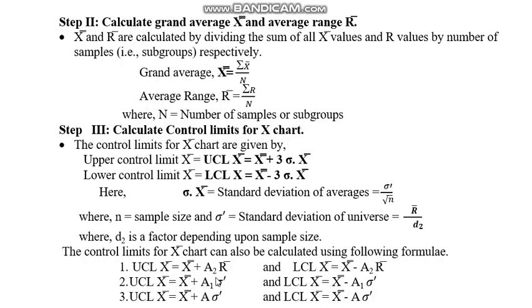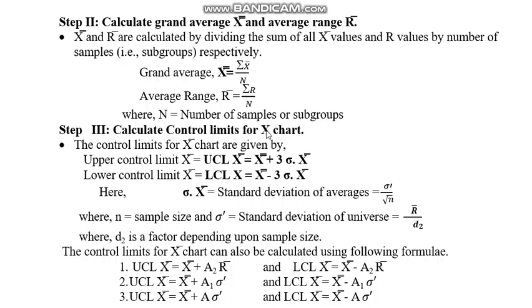Or you can use this coefficient A1 and sigma prime. In that case, this will be the formula, and here lower control limit will be the same but with minus. And you can also use coefficient A with sigma prime, then it can be like this. So any of these 4 formulae, see here, one formula, second, third, fourth formula, you can use. Like that you have calculated the control limits for the X bar chart.